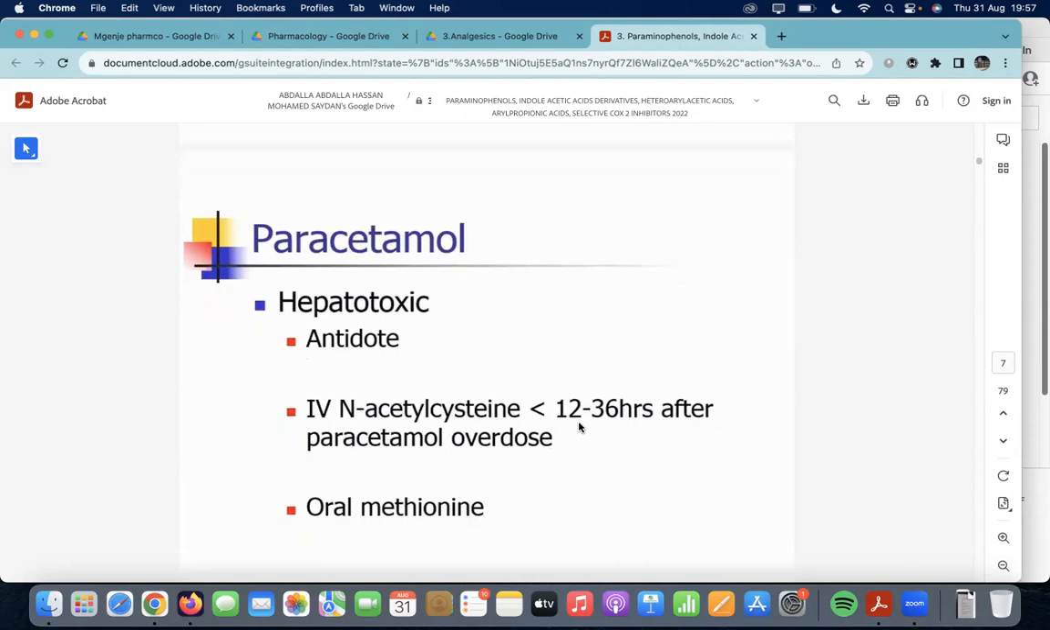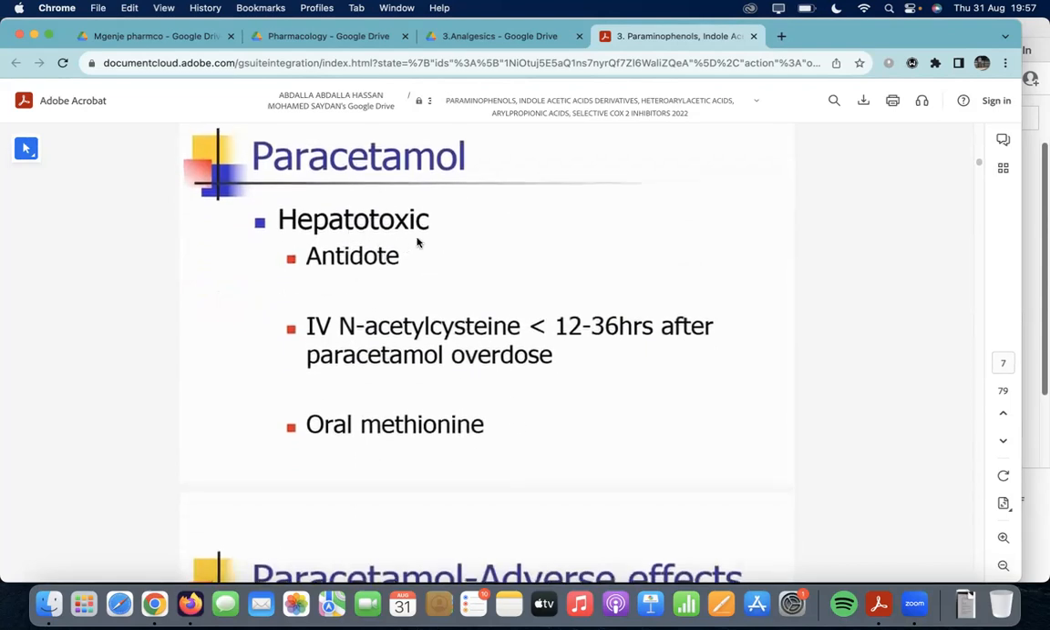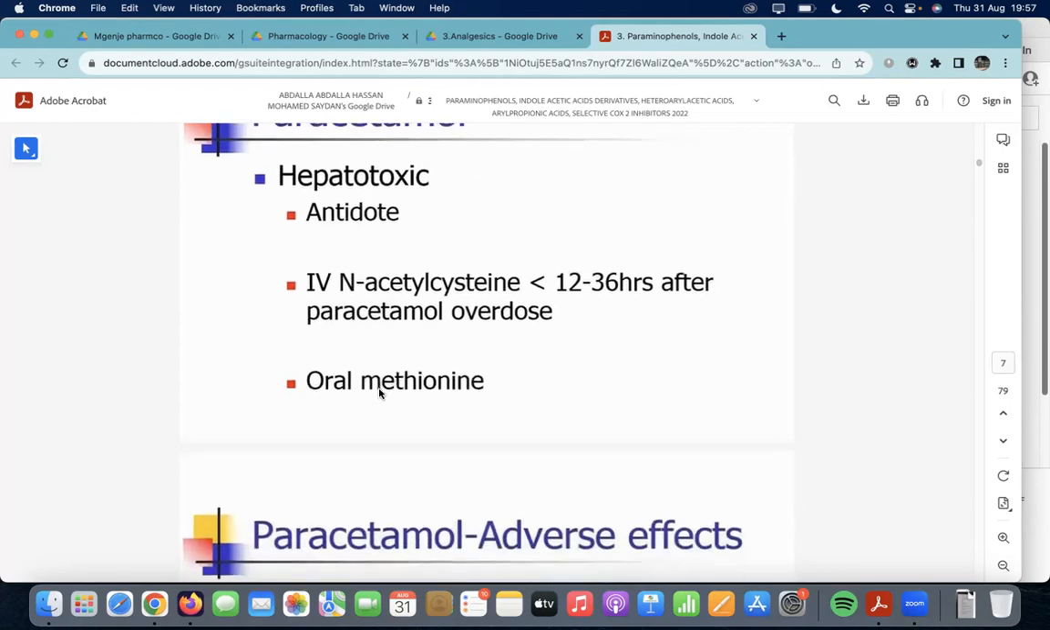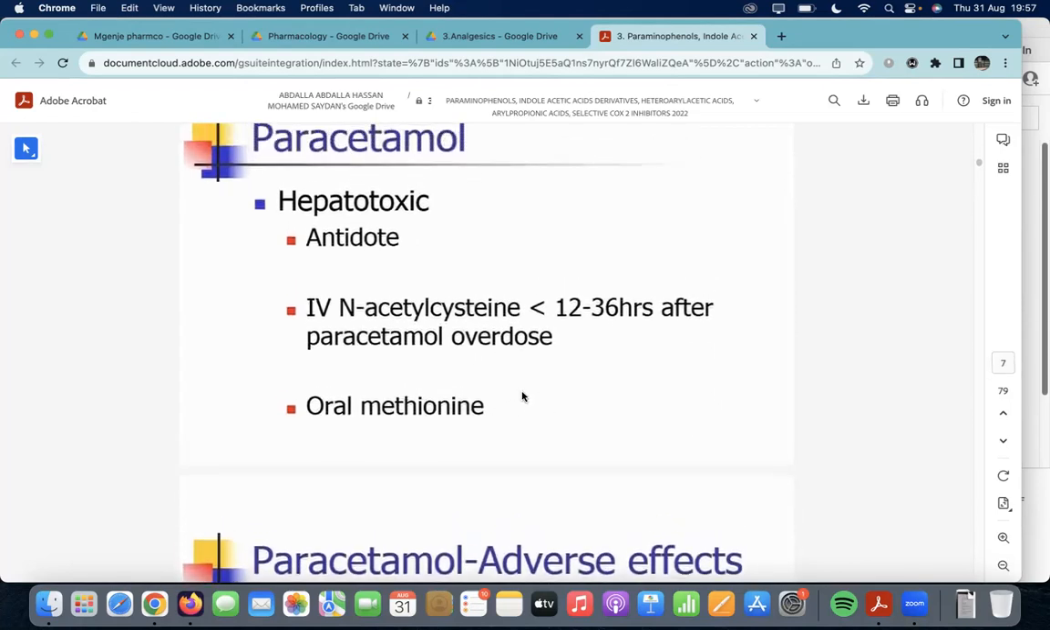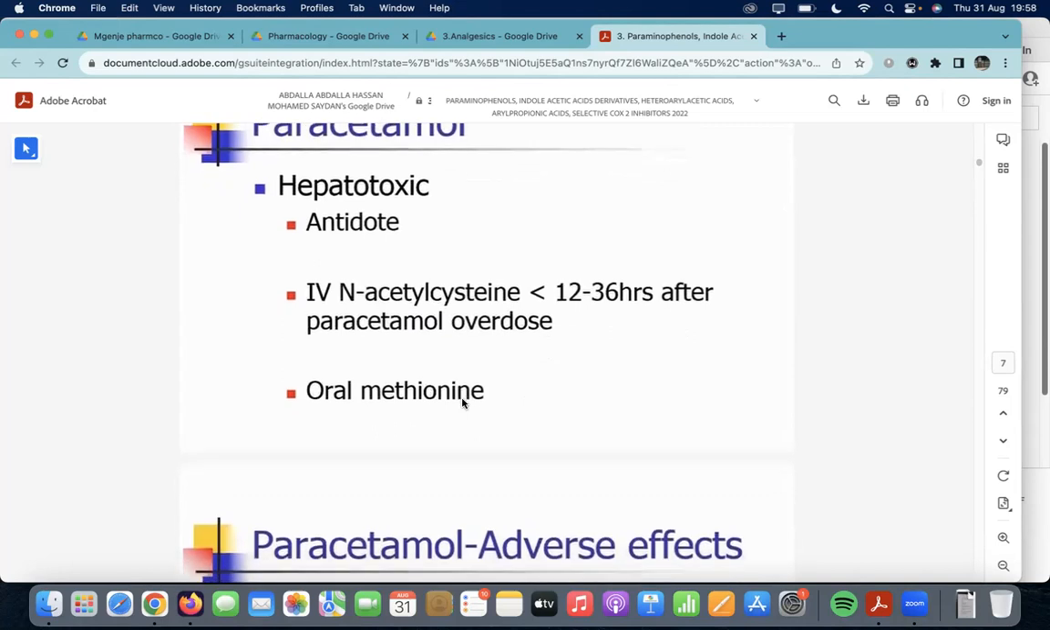It should be given within 12 to 36 hours after the paracetamol overdose. So yeah, this hepatotoxicity being an adverse effect of paracetamol is very high yield, because not only can you be asked about hepatotoxicity being an adverse effect of paracetamol, but also you can be asked for the antidote. So yeah, the antidote is N-acetylcysteine. And I think also oral methionine. Yeah. I think this also is in the topic for poisonings or something.